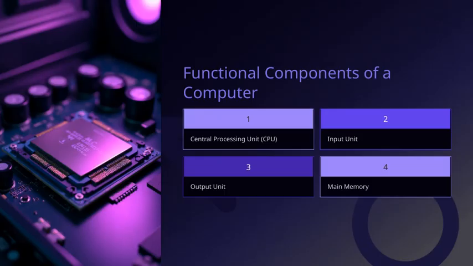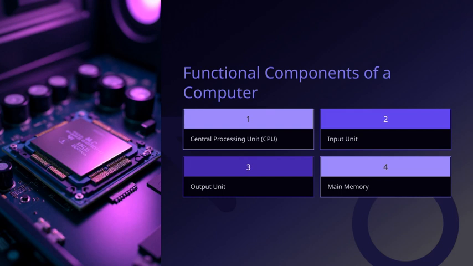Let's take a look at the functional components of a computer. At the heart of the system is the central processing unit, or CPU, which is often called the brain of the computer. It processes all the instructions and manages the operations of the entire system. Next, we have the input unit, which is responsible for taking in data from outside sources, like a keyboard or mouse. Then, there's the main memory, where data and instructions are temporarily stored for quick access during processing.